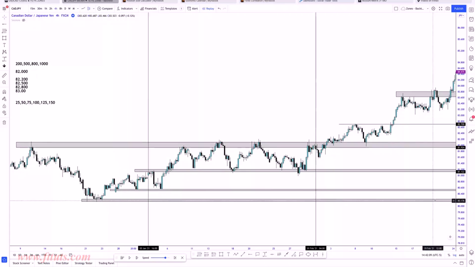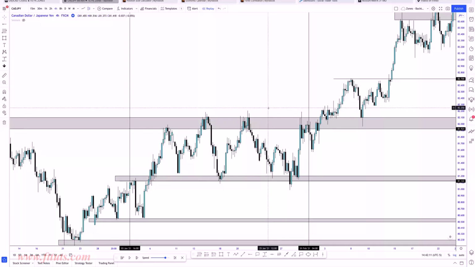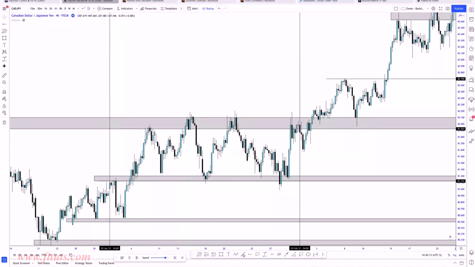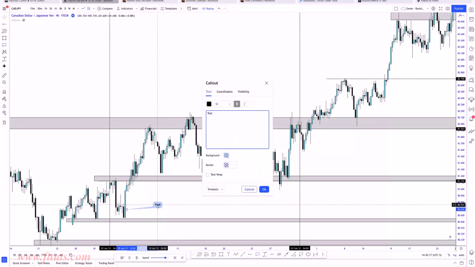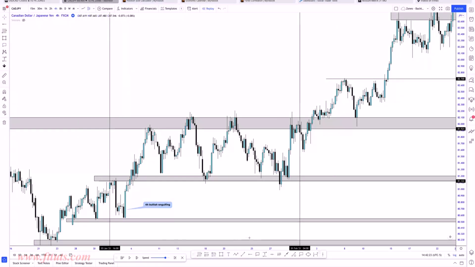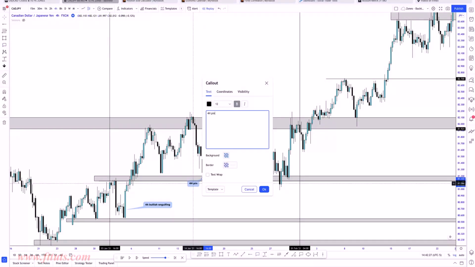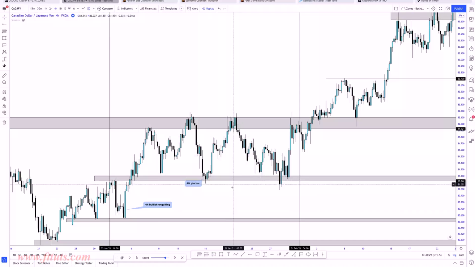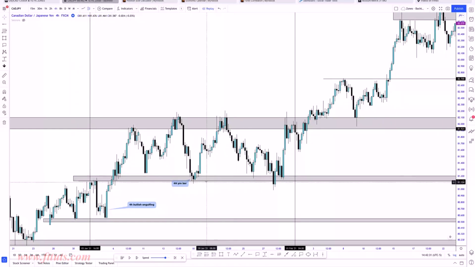For example, what I would suggest you do is take your little tool like this, and you could say, for example, all right, 4-hour bullish engulfing, and then go back to other ones and say, okay, we have a 4-hour pin bar. Remember, the color itself doesn't matter, as I've explained. It's really what price is doing, what price is telling you. A 4-hour pin bar and a 4-hour bullish engulfing are great bullish reversal signs.